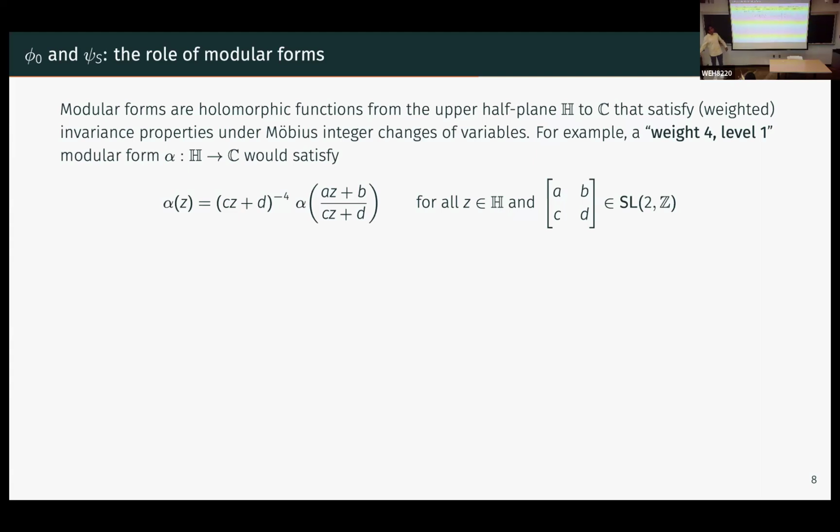But the point is that a modular form satisfies some invariance property, some weighted invariance property under these Möbius transformations.